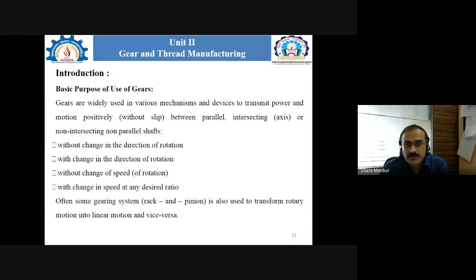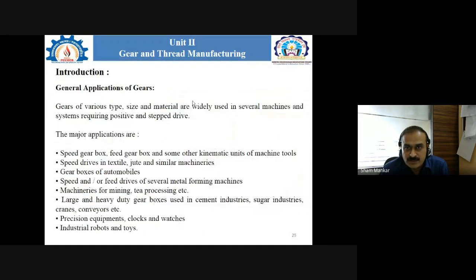Okay, so if you remember, we discussed the content for unit number 2. Then we discussed what is meant by gear with the help of a small video clip. We saw what is meant by gear and the different types of terminology normally used in the gear manufacturing process. Apart from that, we also discussed the basic purpose of the gear, where the gear is being used, and the different kinds of applications of gears. We discussed that in detail.